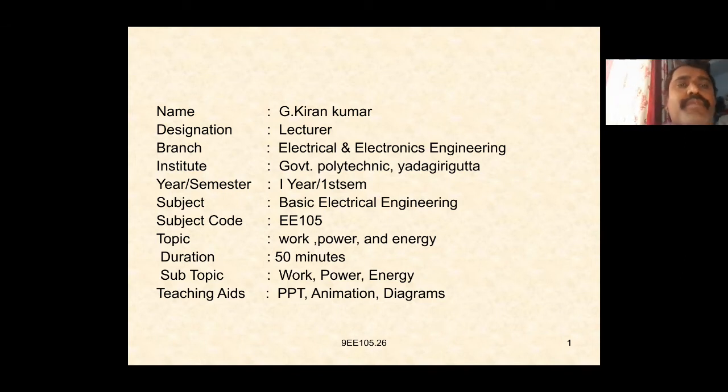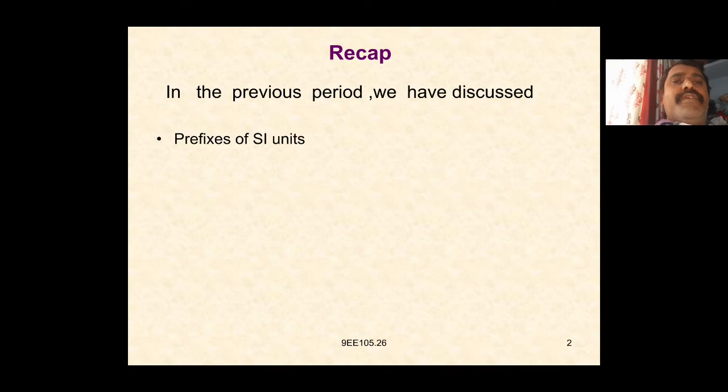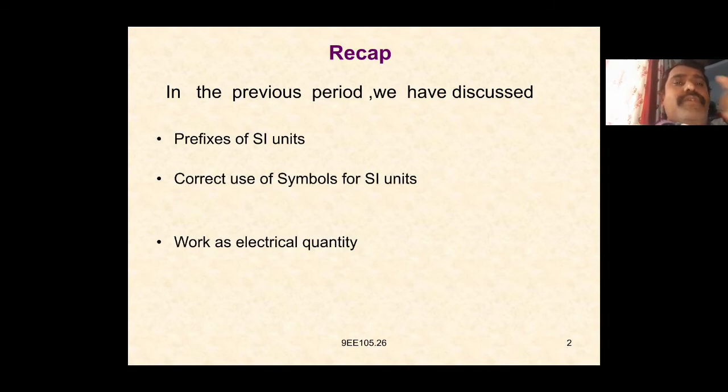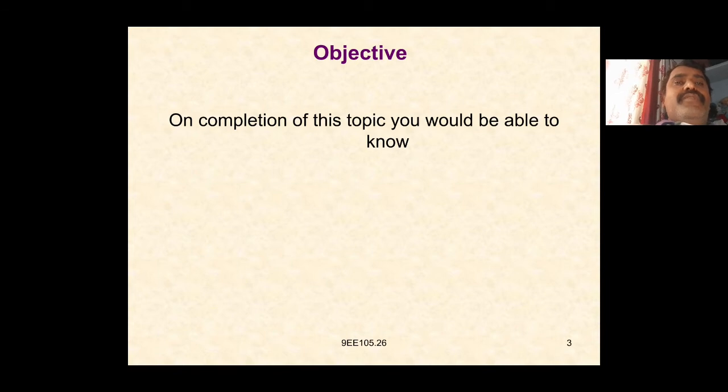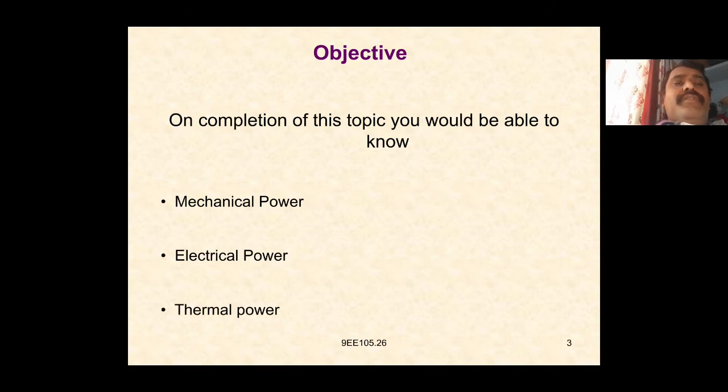Now we see the subtopic, that is work, power and energy. In the previous period we discussed the prefixes of SI units, correct use of symbols for SI units, work as an electrical quantity, and work as a thermal quantity. On completion of this topic you will be able to know the mechanical power, electrical power, and thermal power.